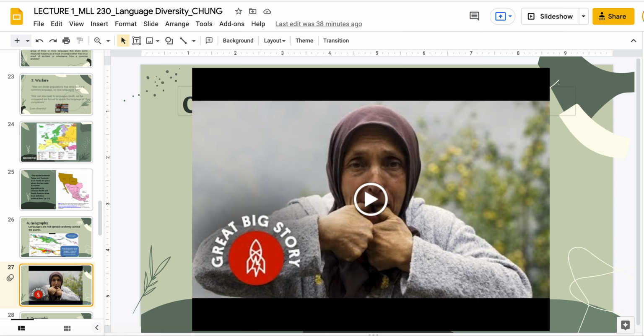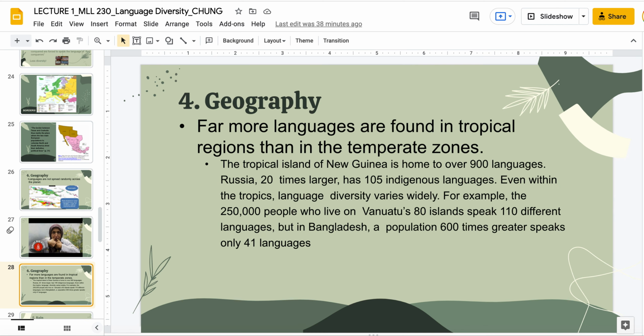And so in a mountainous place, if you yell, people are not really going to hear you. But if you whistle, your message can probably spread faster than if you just yelled something. But again, the geographic terrain really makes a difference. There are also more languages found in tropical regions than in temperate zones.